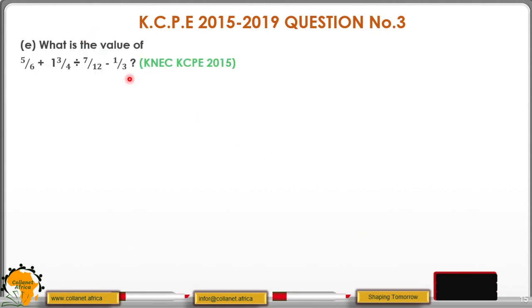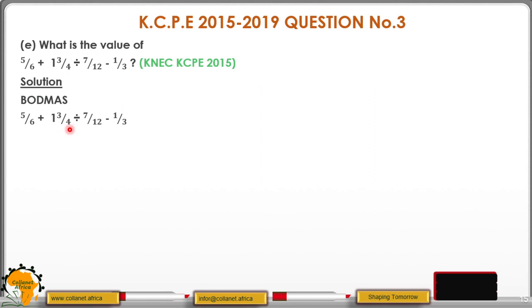We have E. What is the value of this? This is a fraction tested in 2015, and here we have different fractions and signs. So we have the positive, and it is good to remind you that 5/6 also carries a positive, but it is not indicated. This one is carrying a positive here, this one is carrying a negative. So in this case, you write BODMAS: bracket, operation, division, multiplication, addition, and subtraction.